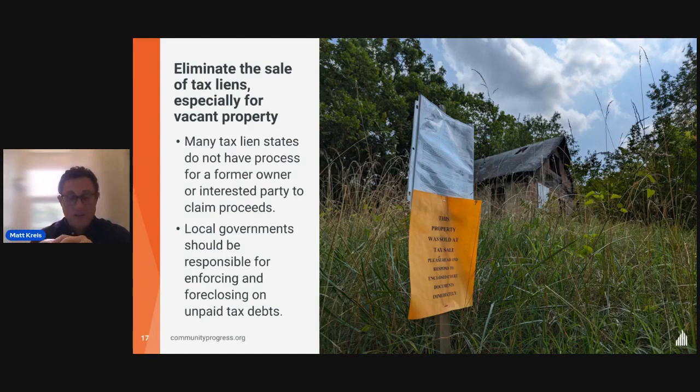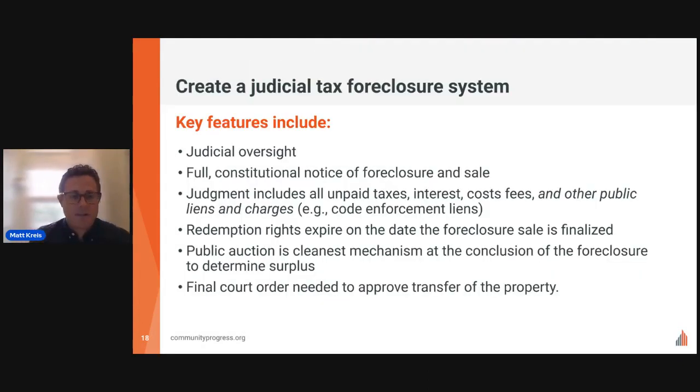Many state statutes that authorize the sale of tax liens, in fact, also do not have a process in place, like a foreclosure sale, to generate surplus proceeds, or for a former owner or interested party to claim such proceeds. Or if they do, it's not well used or a strong mechanism for those folks and could be challenged. Two states that pop into mind just off the top of my head are New Jersey and Illinois, where I'm from. Next, create a judicial tax foreclosure system.